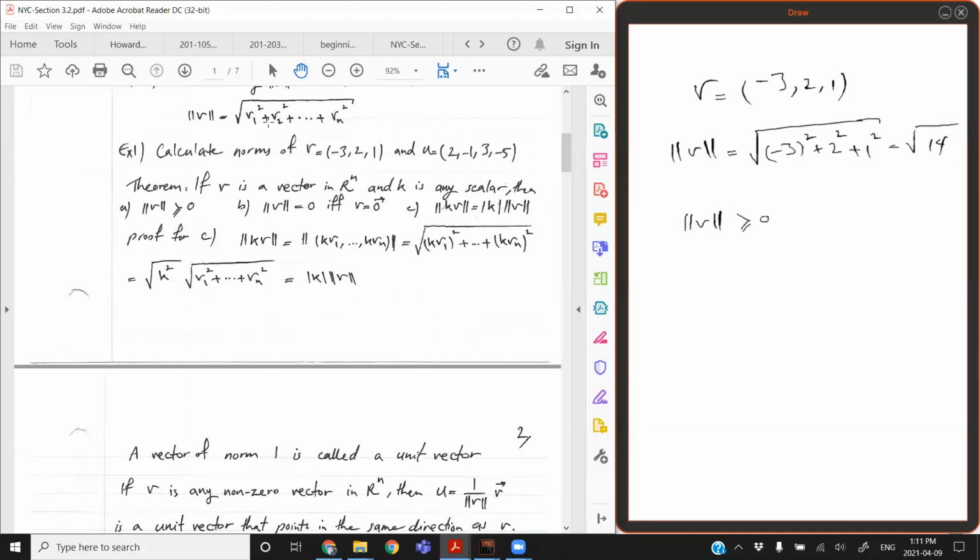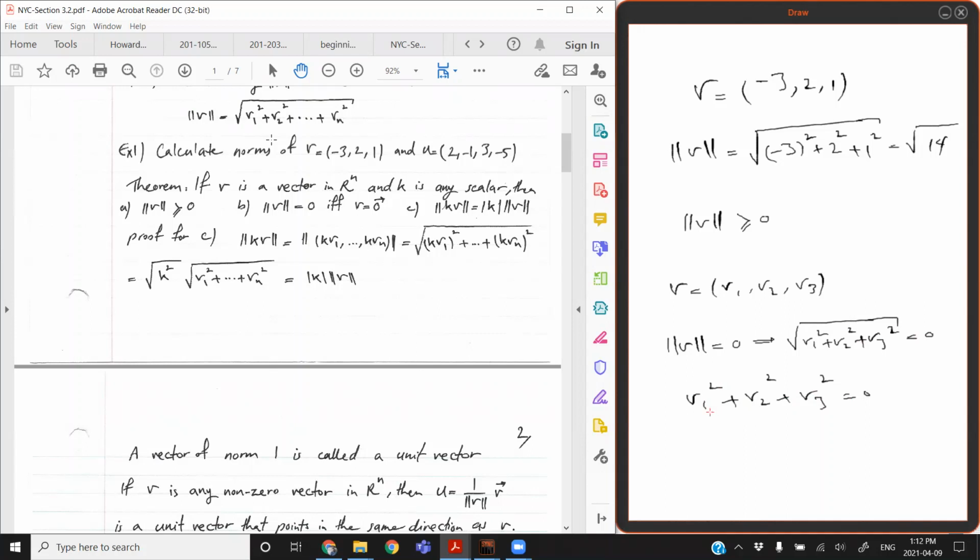Yes, so the square root of some non-negative value is definitely non-negative. And then part B says that if the norm of v is 0, that's only possible if all the components of v are 0. So if v is, for example, (v1, v2, v3) and the norm of v is 0, that means the square root of v1 squared plus v2 squared plus v3 squared is 0. That means v1 squared plus v2 squared plus v3 squared is 0. That would only be possible if all of them are zeros.